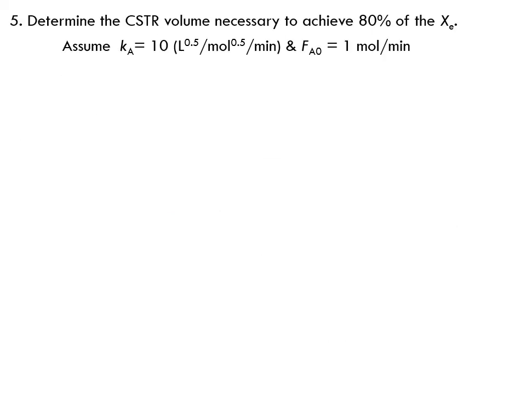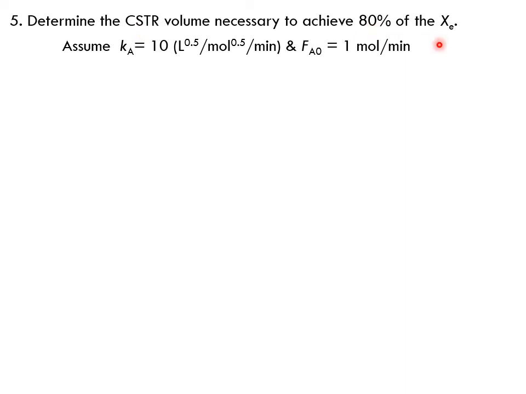Last requirement, determine the CSTR volume necessary to achieve 80% of the equilibrium conversion. Assume K equals this much and A naught equals this much. That's really an easy task. Okay, so what is the desired conversion? How much conversion do you want to achieve in the CSTR? Basically, you need 80% of Xe, the equilibrium conversion.